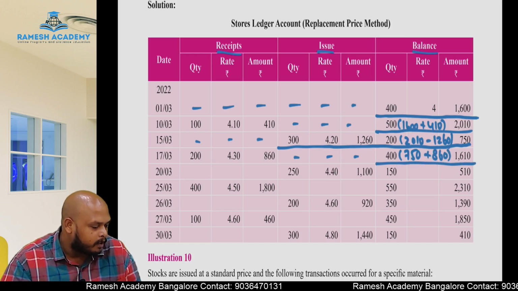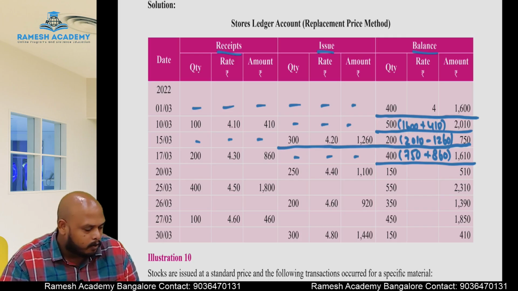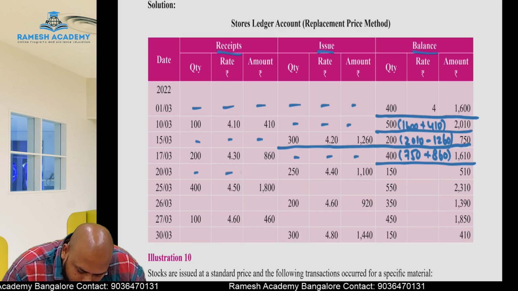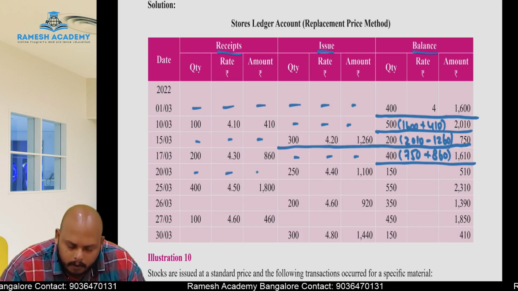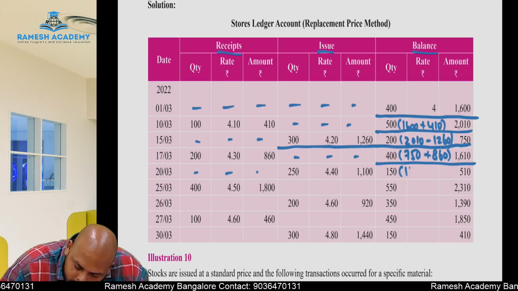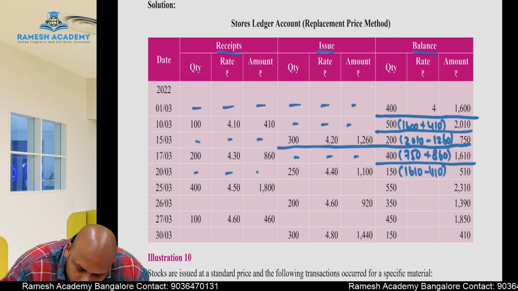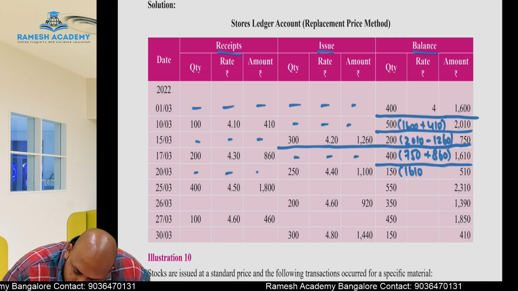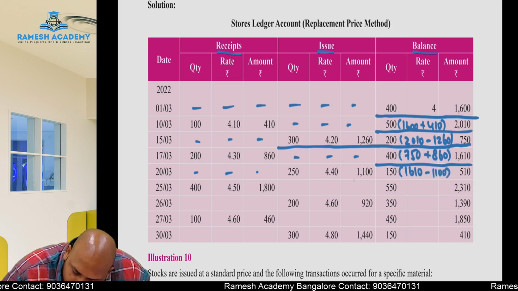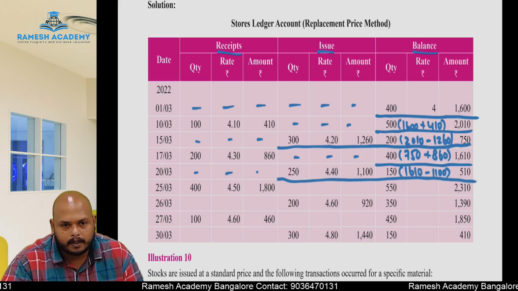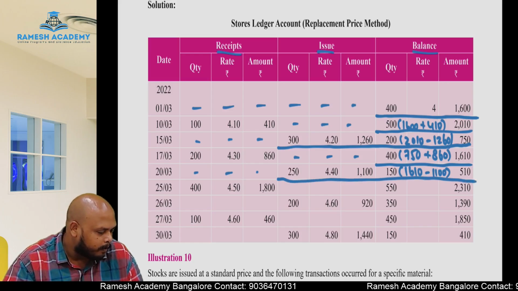Next, 20th March issued 250 units. The replacement price given for 20th March is 4.4, so that is the price we have to take. Receipt column nil. Issue 250 units at 4.4. 400 minus 250 is 150 units. So 1610 minus 1100, the balance will be 510 rupees.